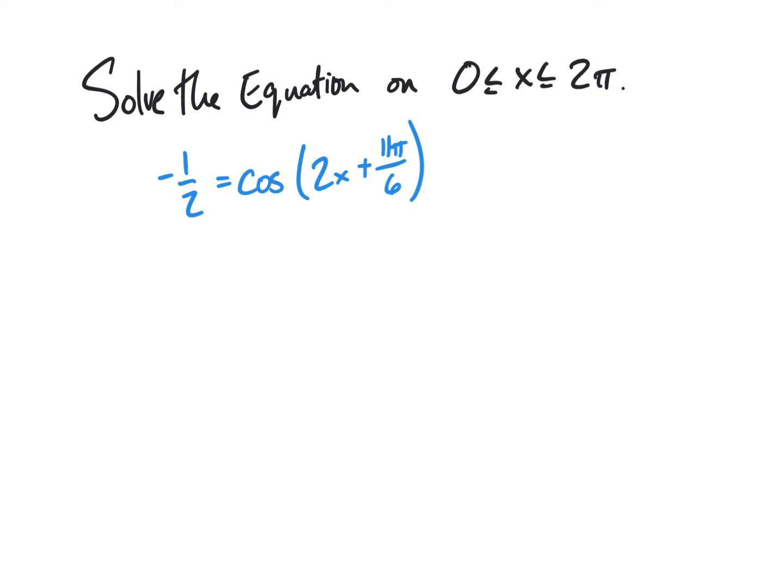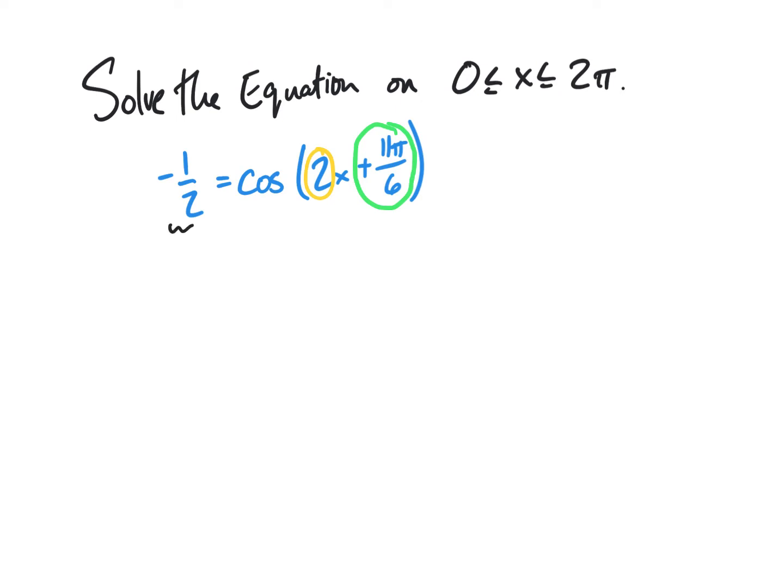All right, so on this problem, I'm noticing that, in order to get x by itself, I'm going to have to deal with this added 11 pi over 6 by subtracting 11 pi over 6. And then I also see that I'm going to have to divide both sides by 2 to get x by itself. The reason I know that is because eventually I'm going to find the angles that have this right cosine value.